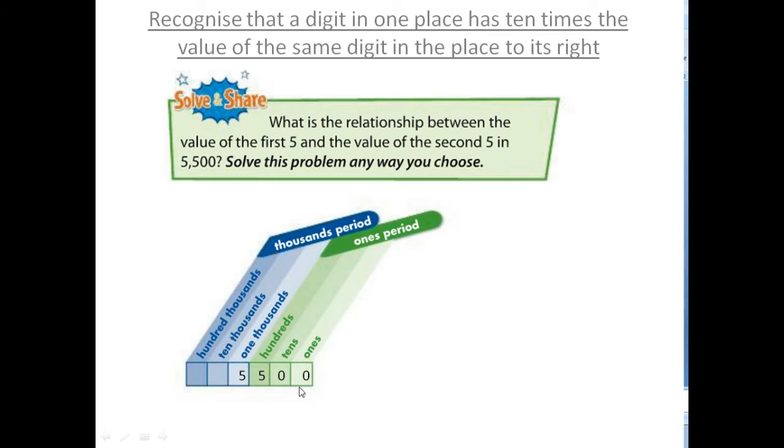Okay? Then he's asking about the value of the first 5 and the second 5. The first 5, he means this 5, and the second 5, he means this 5. The first 5 is in the hundreds place. So think about this: 5 in the hundreds place. How many zeros for hundreds? Excellent, 2 zeros. So 5 with 2 zeros will be 500. And the second 5 is in the 1,000s place. How many zeros for thousands? 3 zeros, excellent. So this 5 will have 3 zeros beside it.